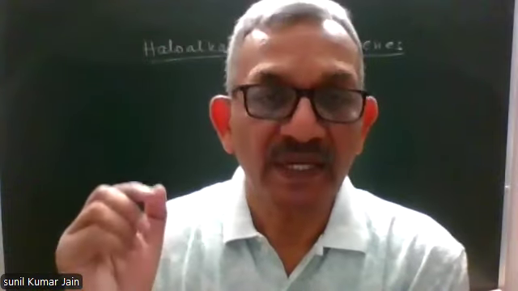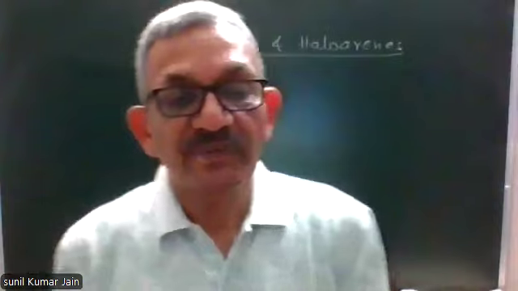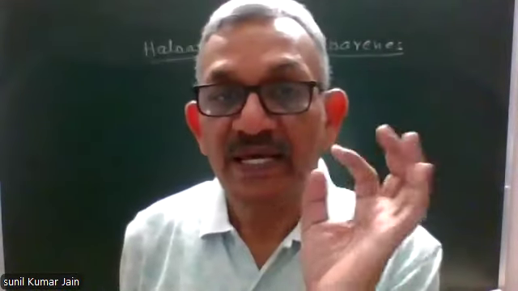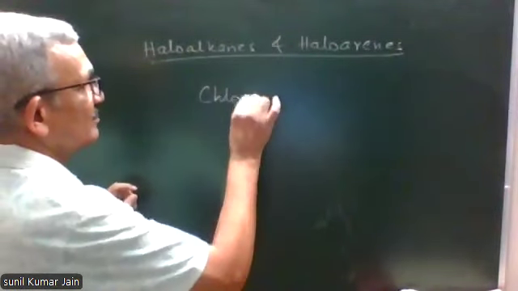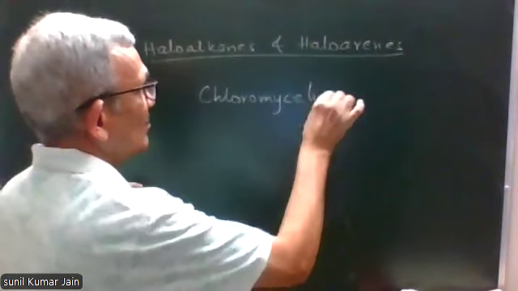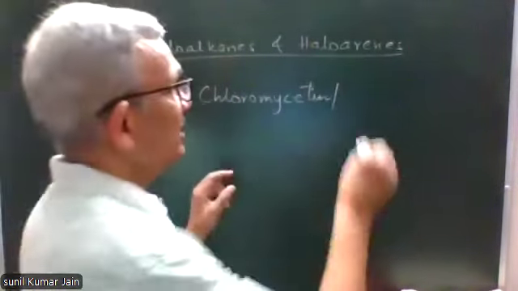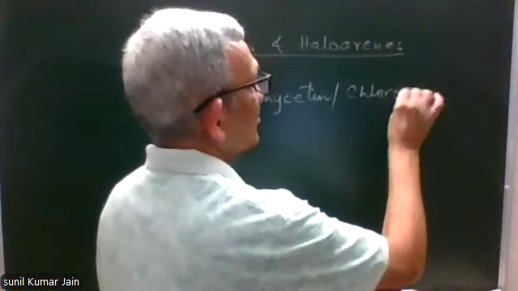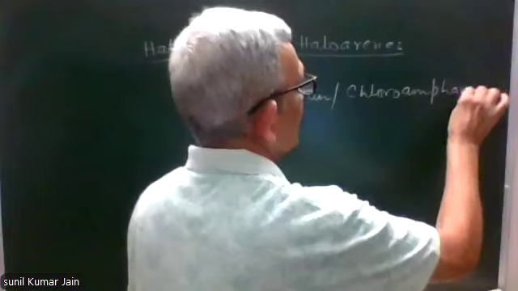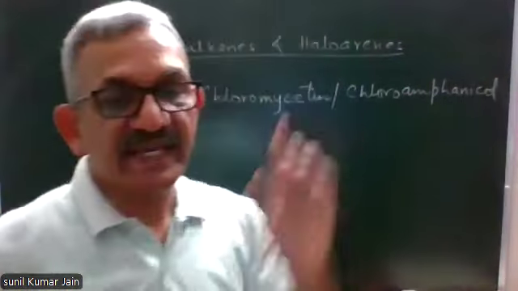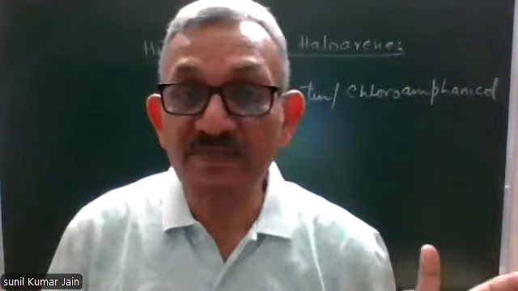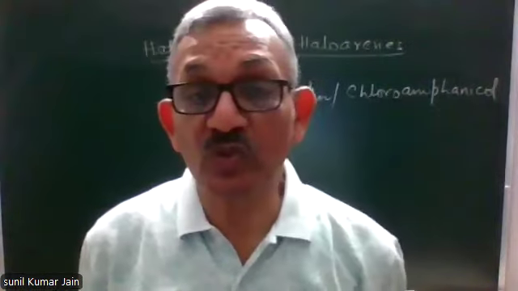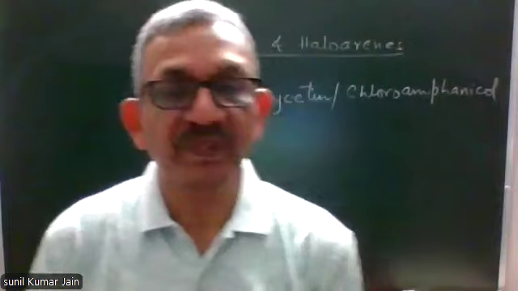Some of these examples, which are a part of your NCERT book, you must remember. I'll give you these examples. First example is a compound called chloromycetin. Chloromycetin is also called chloramphenicol. This is a chlorine containing organic compound called chloromycetin or chloramphenicol. This is produced by soil bacteria and this is used to treat typhoid fever.